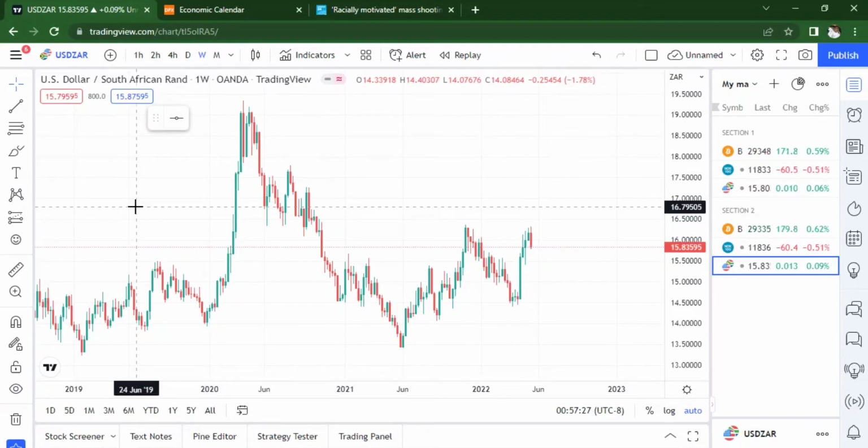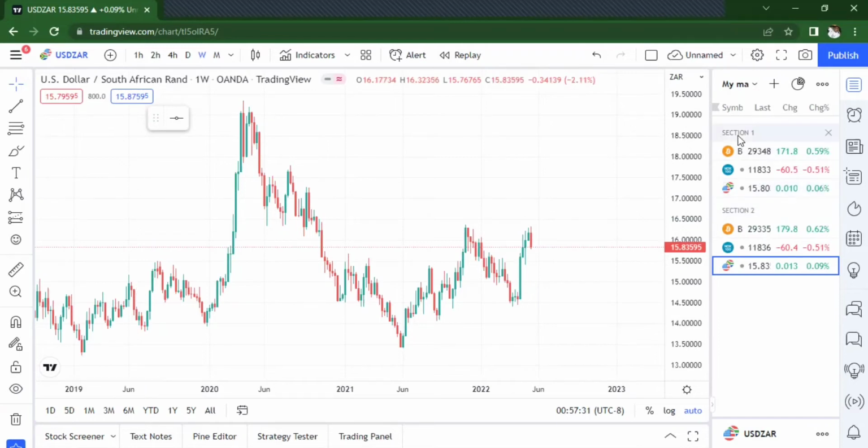As for me, I trade only three pairs and I have them in two sections. This one over here, my drawings and my analysis are here, but these ones are fresh, so I would explain with this one. I trade Bitcoin, I trade Nasdaq, and I trade USD ZAR. So if you check here, it's still Bitcoin, Nasdaq, and USD ZAR.